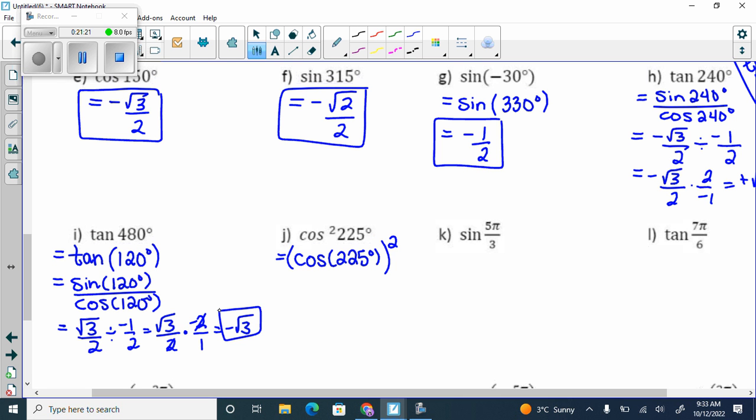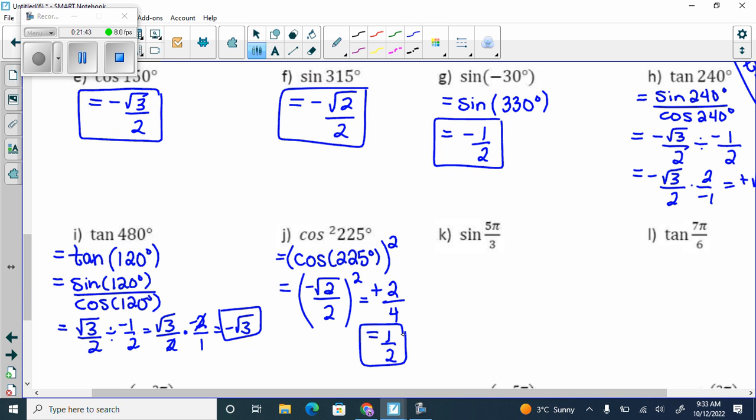Okay, cos 225 is? Negative root 2 over 2. Yeah. And then we square it. When we square a negative, it becomes positive. We square a square root, the square root goes away. And we square 2, 4. We get a half.